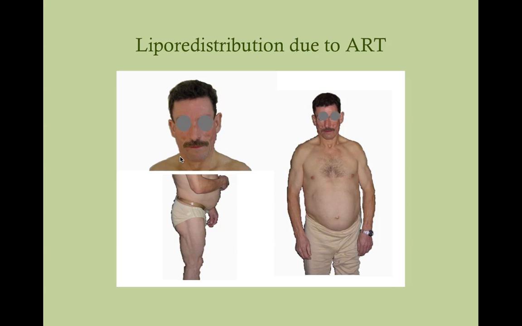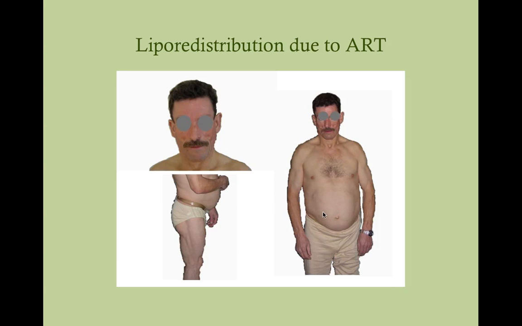This is liporedistribution. So what do you know about this guy? So look at his face. If you were to just look at him from the chest up, you see he really doesn't have a whole lot of fat along his neck. He looks really gaunt and thin. But then look at him from the neck down.